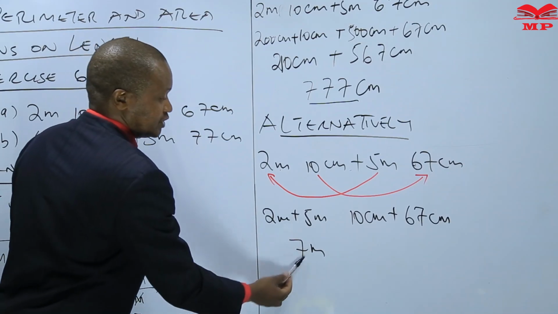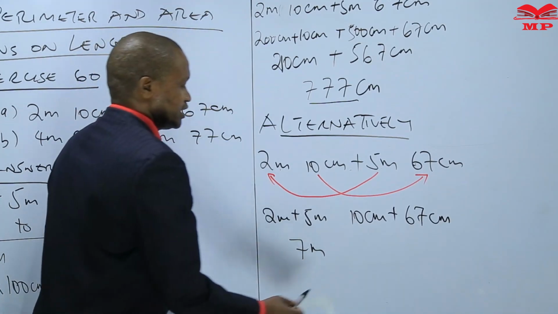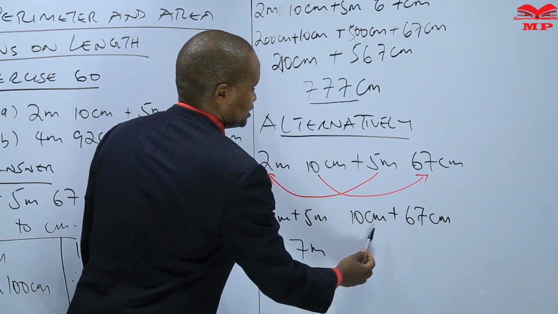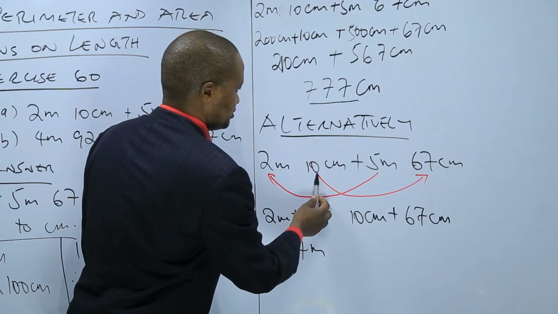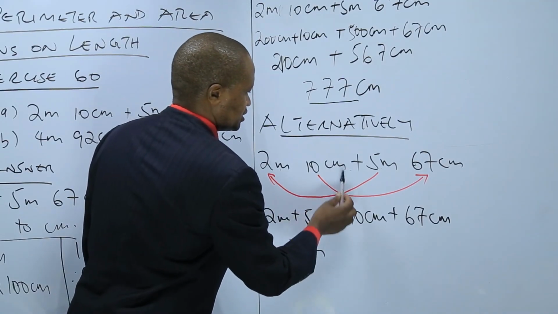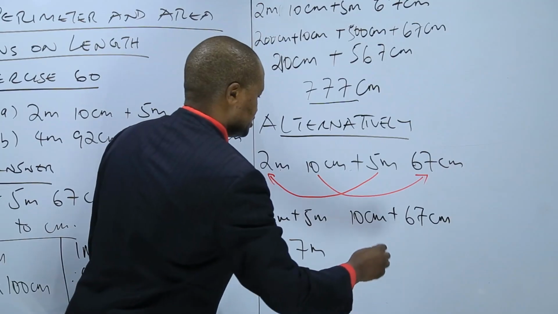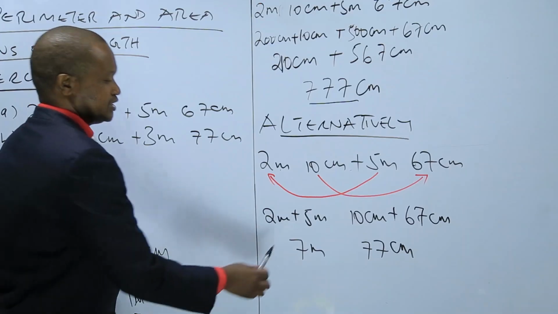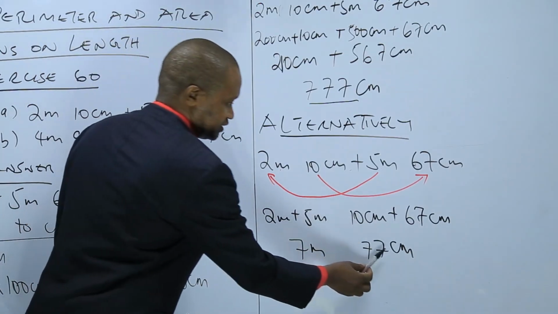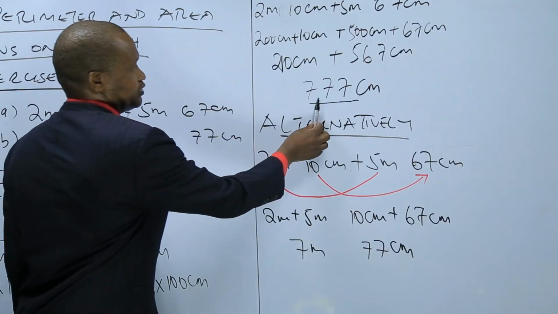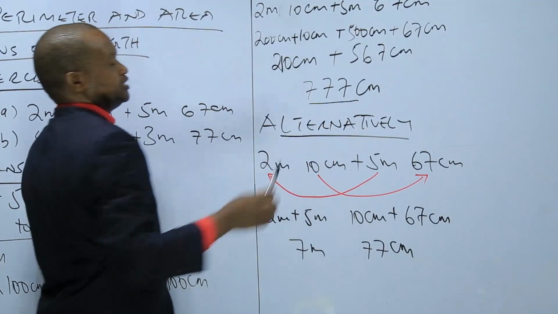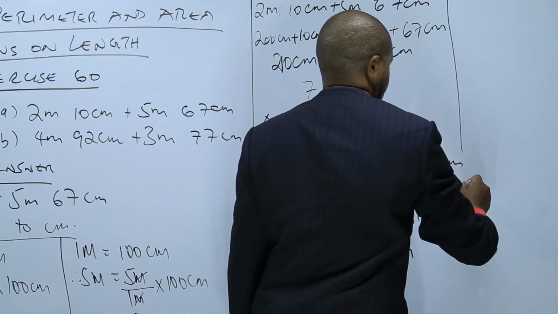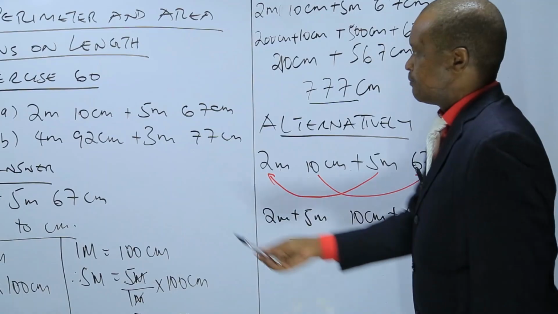2 meters plus 5 meters will give you 7 meters, and 10 centimeters plus 67 centimeters will be equal to 77 centimeters. So the answer is 7 meters and 77 centimeters, which is equal to 777 centimeters. That is the first part, part A. Then part B.